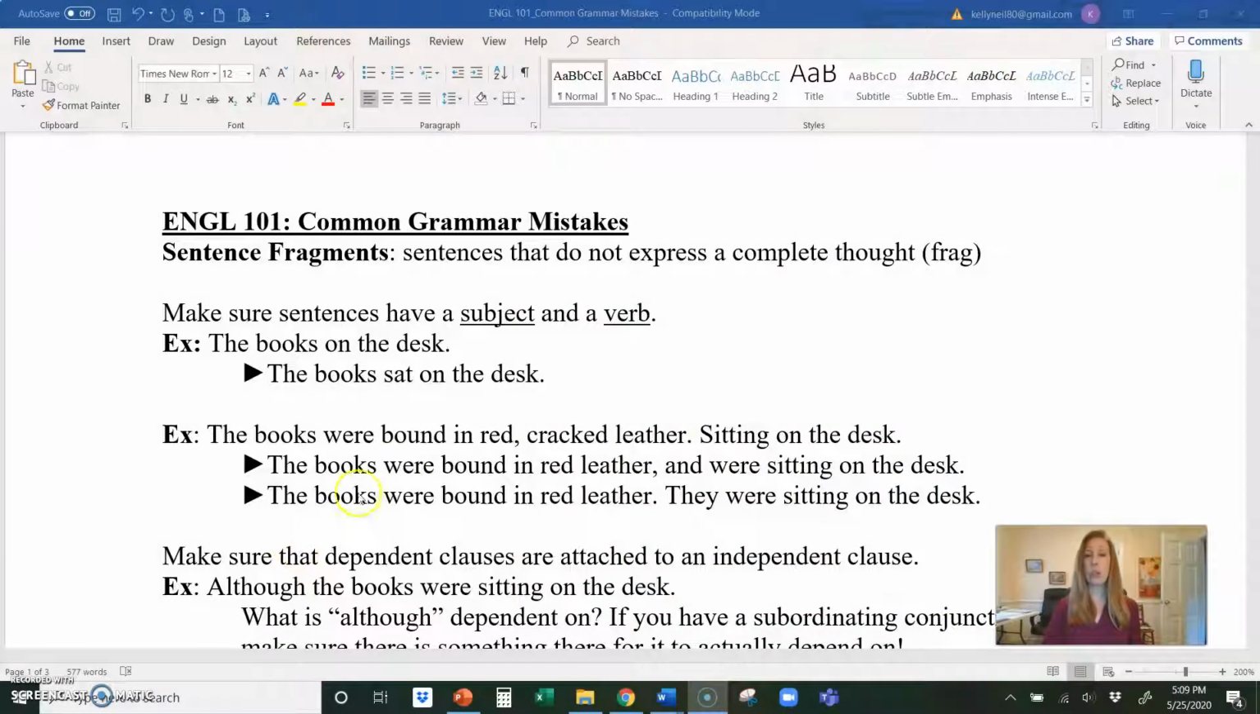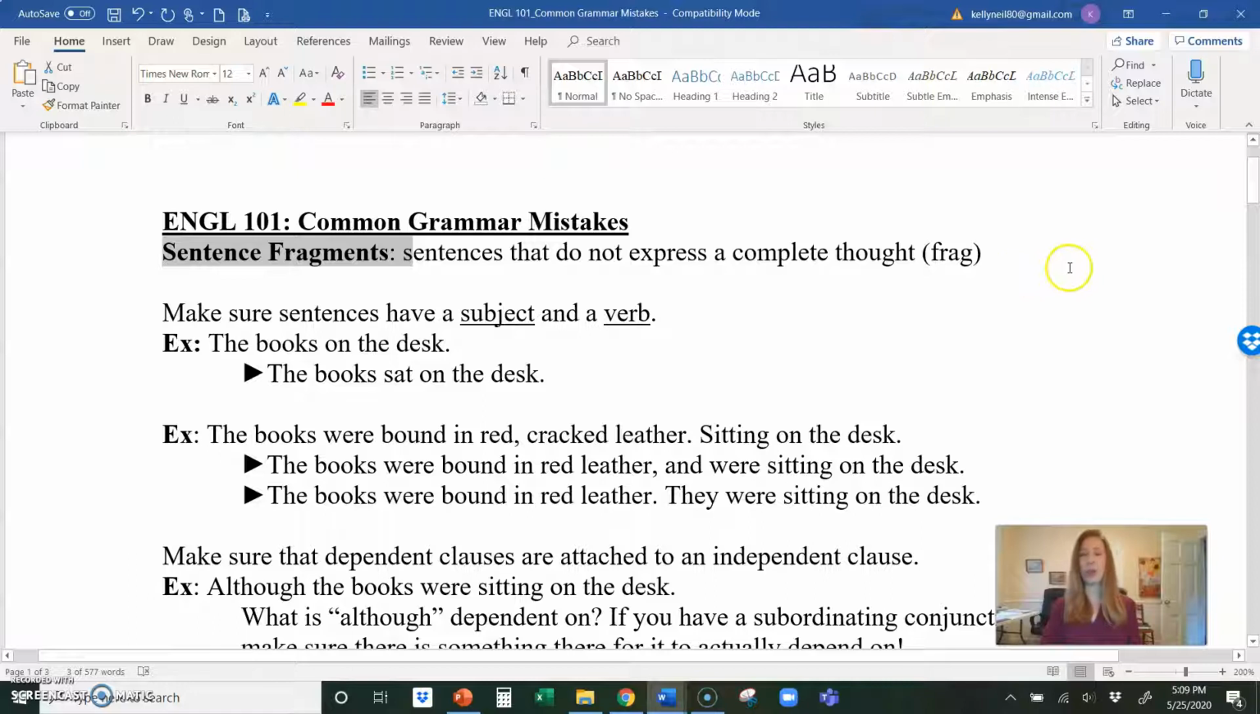I'm gonna pull up on my screen a worksheet that I normally give my students in class. So these are common grammar mistakes. We're gonna talk about 3 of them. The very first one that we're going to talk about is a sentence fragment. Maybe you've heard of this before, a previous English teacher has told you about this. A sentence fragment is where we have sentences that do not express a complete thought, okay? So there are 2 things that you can look for to make sure that you don't have a sentence fragment.